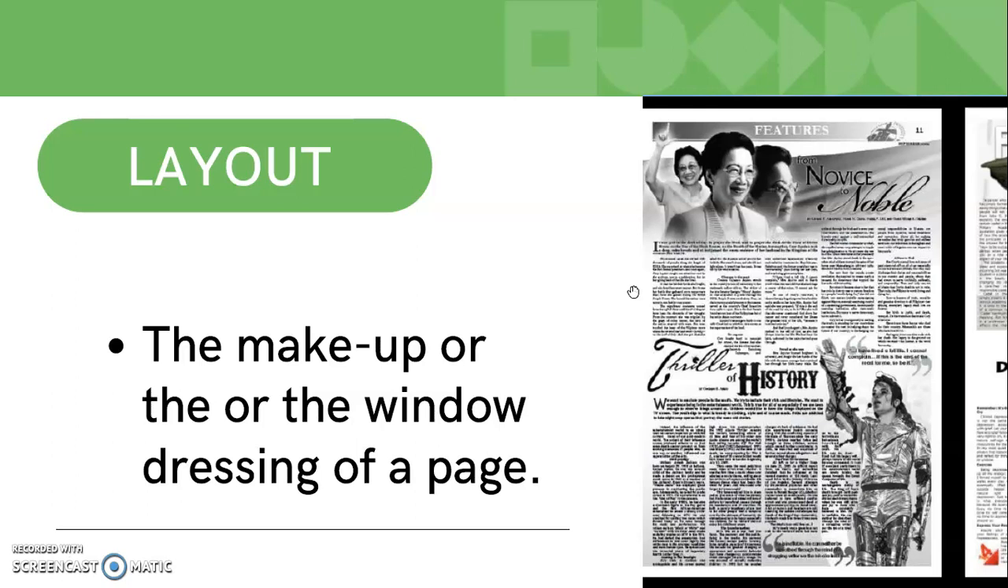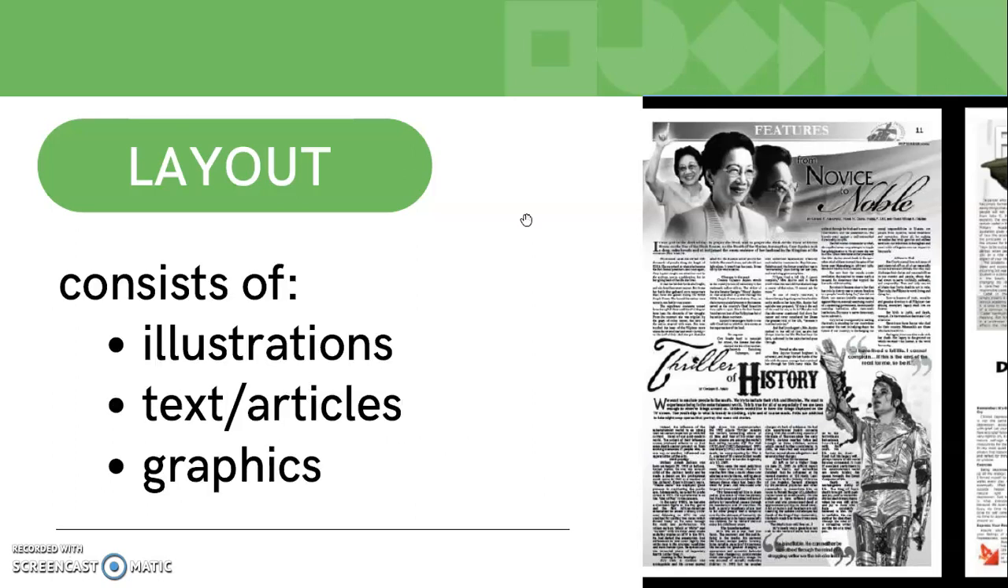Layout is also considered as the window dressing of a page. Just like when we look outside the window, what kind of scenario do we want to see? Of course we want to see a gorgeous, beautiful, peaceful scenario. And so that's why we have rules, the do's and don'ts to be discussed later on, that could help us create a good page layout.